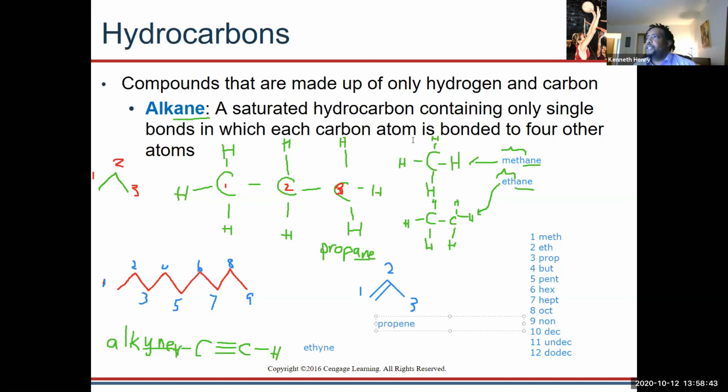Okay, and then triple bonds would be like this. And triple bonds don't have that hook. One, two. So this would be 1, this would be 2, and this would be 3. So what would this guy be called?